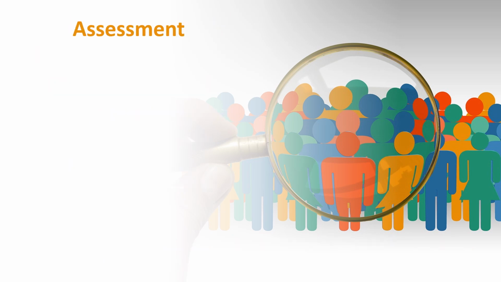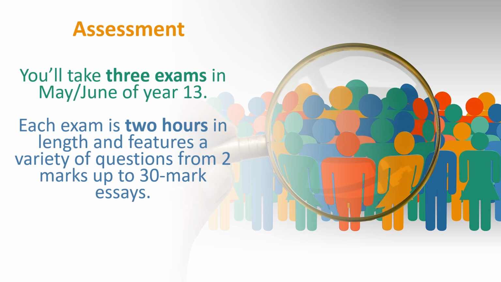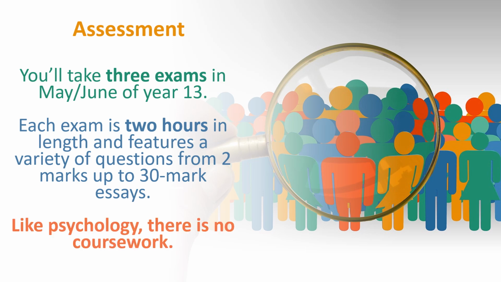So for your assessment in A-level sociology, you will take 3 exams at the end of year 13 on the topics that we've just discussed. Each of the exams are 2 hours in length, and they each feature a variety of questions from 2-mark definitions up to 30-mark essays. So you will need to be a keen writer and happy with writing essays to do A-level sociology. But like psychology, there is no coursework. Psychology is all exams at the end of the course. Sociology, again, all exams at the end of the course.